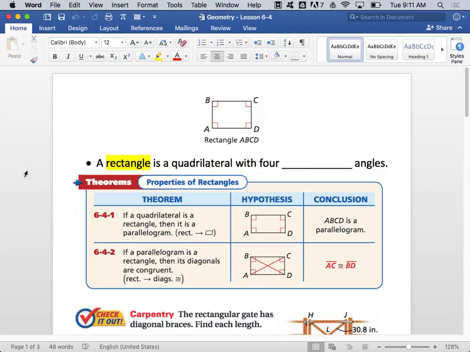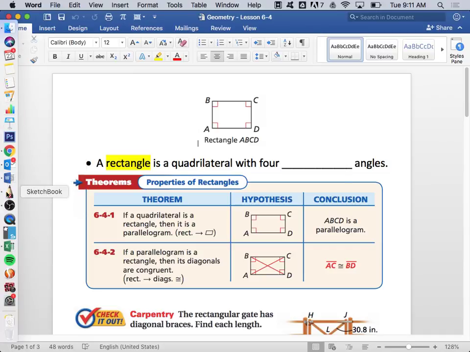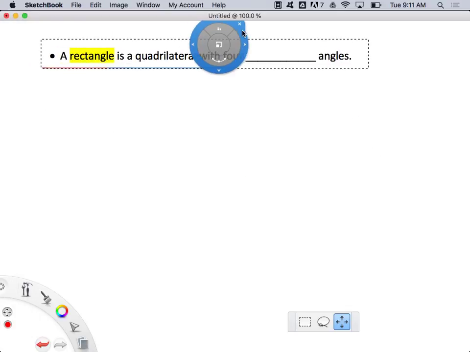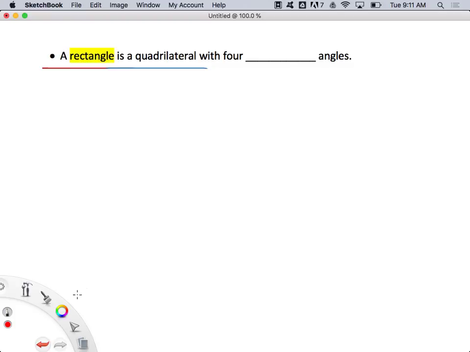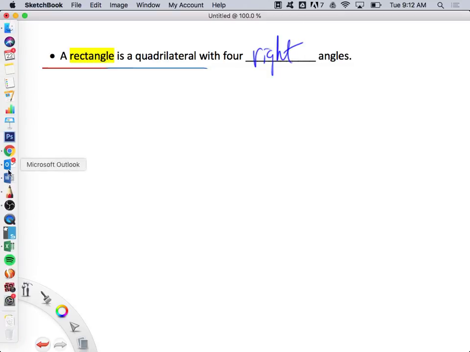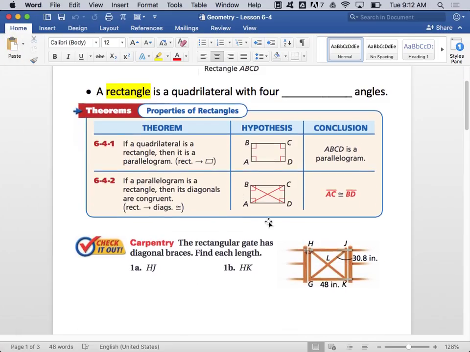A rectangle is a quadrilateral with four what? Four what angles? Yeah, four right angles. Okay? So, theorem 6-4-1: if a quadrilateral is a rectangle, then it's a parallelogram. So every rectangle is a parallelogram. If it's a rectangle, then the diagonals are congruent. So a rectangle is a parallelogram, and its diagonals are congruent.